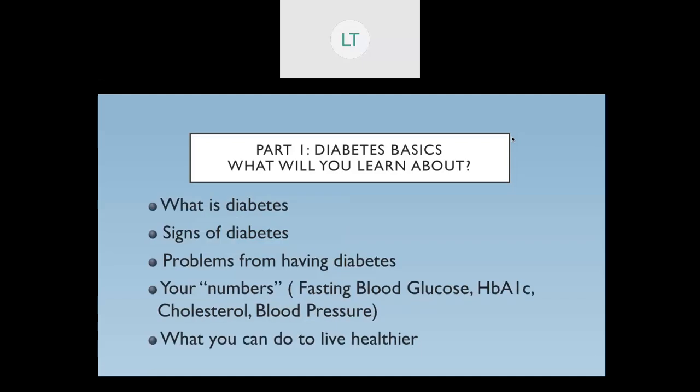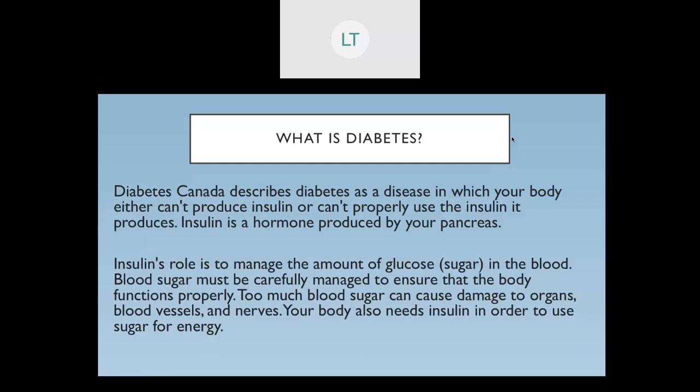So today, for part 1, we are going to go through what is diabetes, what are some signs of diabetes, what are some problems from having diabetes, what do your numbers mean? So when you're at your doctor's office and they mention certain numbers, what do those mean and why are they significant, as well as what are some things that you can do to live healthier with diabetes.